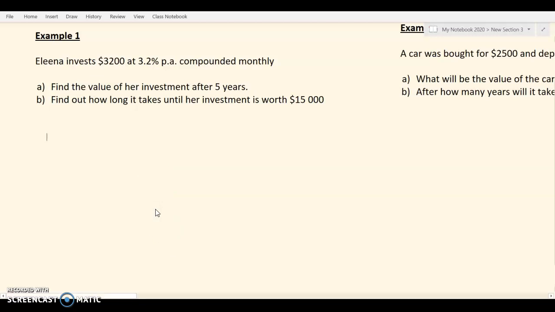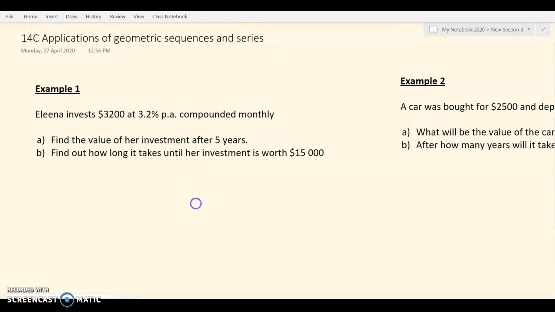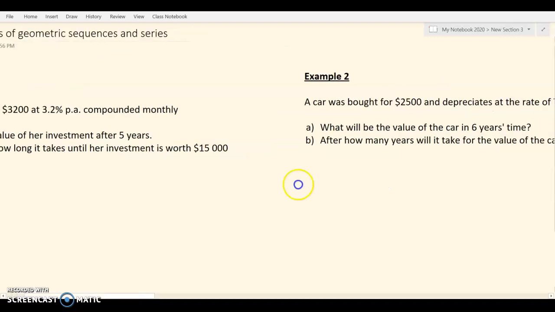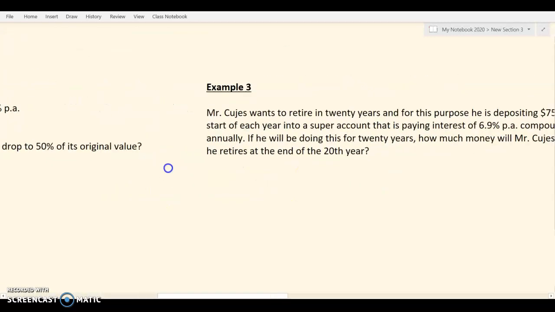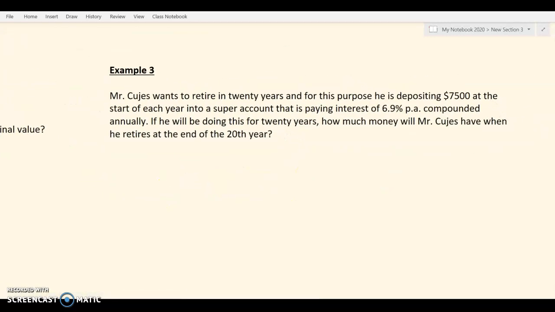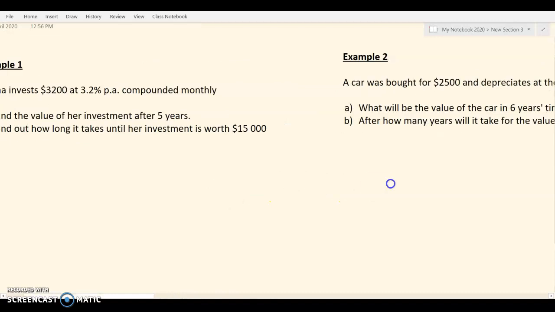Okay, so today we're going to have a little look at 14C, which is applications of geometric sequences and series. We're going to look at two different videos. The first video looks at investments or loans which have a percentage applied to them over a number of years, and it accumulates over time. The second type of example is if you had an investment or a loan and you paid off part of that loan over time, how that would affect the outcome.